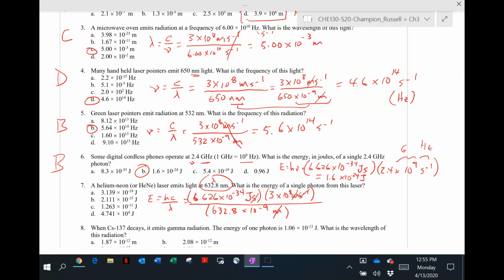Let's see what we get. 6.626 exp negative 34 times 3 exp 8 divided by 632.8 exp negative 9. That's 3.14 times 10 to the negative 19th joules. So that's going to be basically answer A there for number 7.